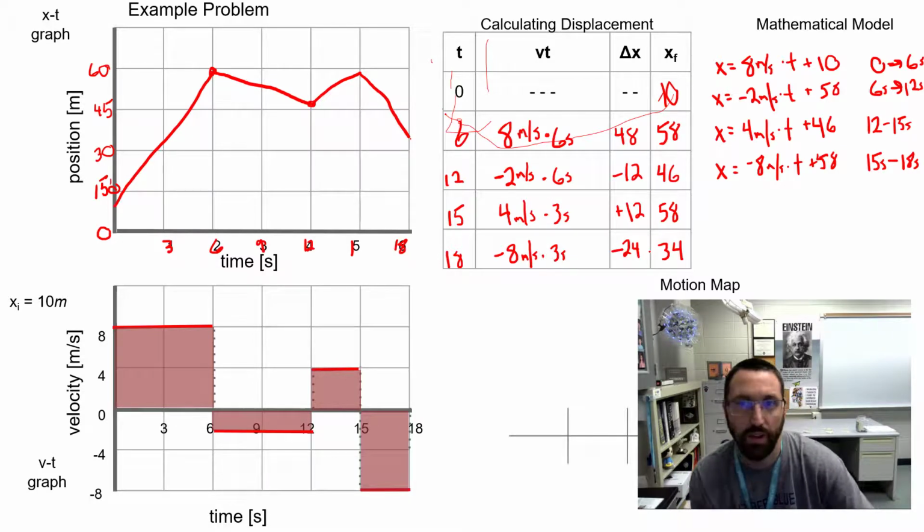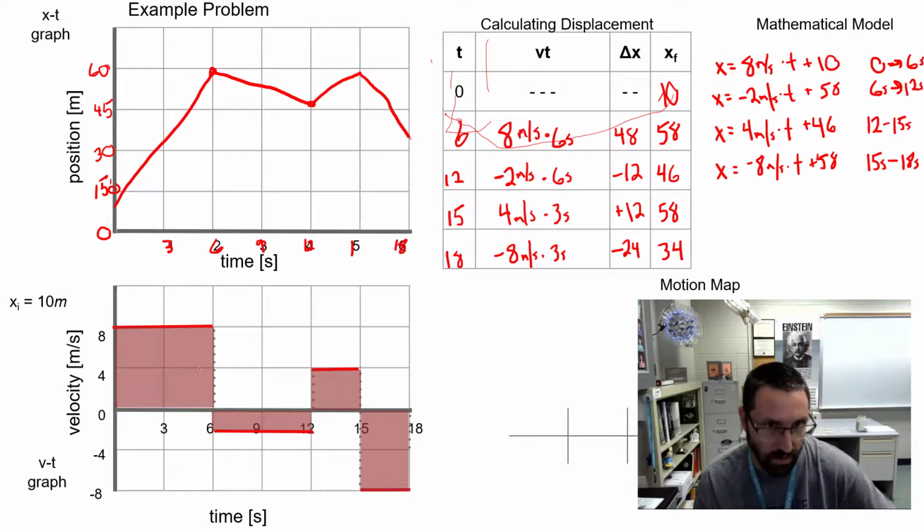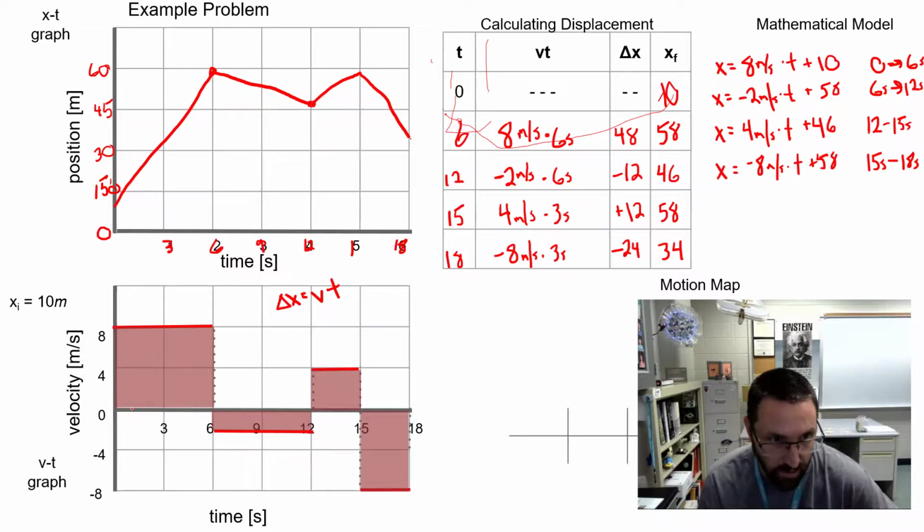And so that's how you go through creating a mathematical model, starting with this graph. Another way to look at this graph is the area in here is going to be equal to displacement, because change in x is equal to velocity times time. Velocity on this graph is the height. Time is the base. So 8 times 6, that's going to be 48. Negative 2 times 6, that's negative 12. 4 times 3 gives me positive 12. Negative 8 times 3 gives me negative 24.